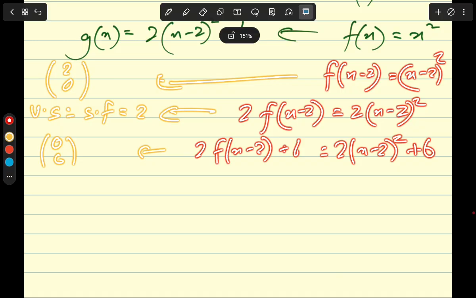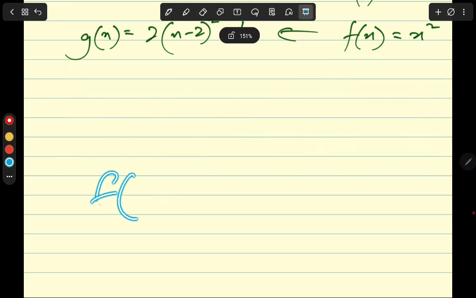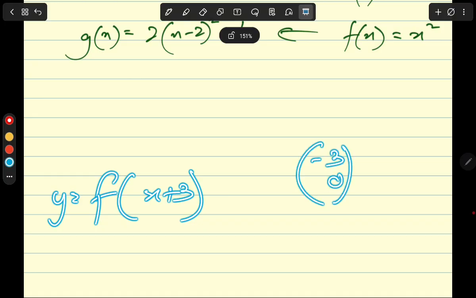Now the examiner trap is that you do the left and right sides reversed. If you are given y equals f of x plus 3, then instead of moving 3 units to the left and making the translation vector minus 3, 0, you would do plus 3, 0 and you will lose all the marks.